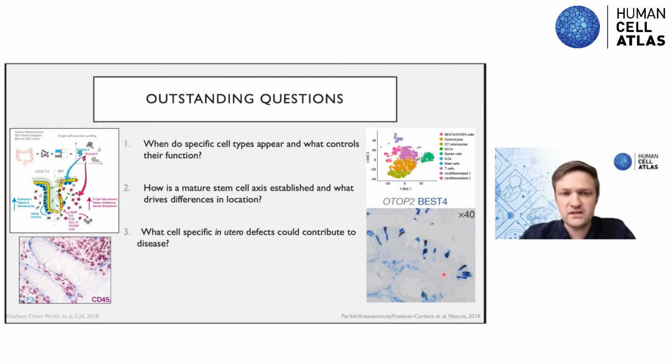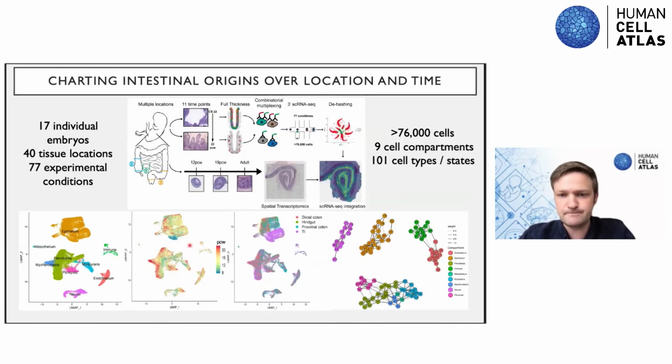But this and other work in the field raises a number of important questions about intestinal development. Namely, when do specific cell types appear? How does a mature stem cell axis form? And what cell-specific in utero defects could contribute to disease?